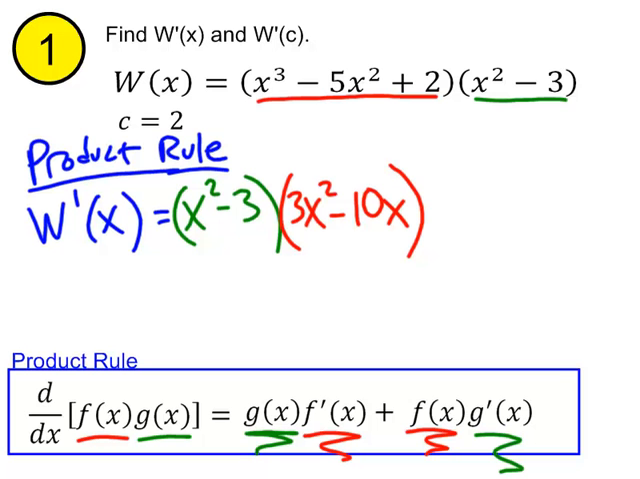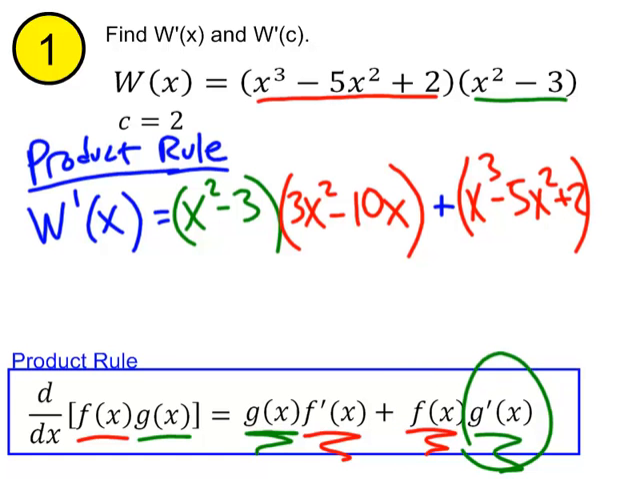And we're going to add that to f of x, the first function, x cubed minus 5x squared plus 2, times g prime of x, the derivative of the second. I was just about to run out of room here on the board, but I look at that function and say, wow, its derivative is very simple. It's just 2x, or 2x plus 0 if you prefer. So I just barely got it onto the board there.